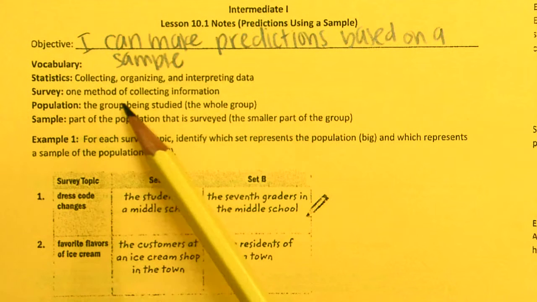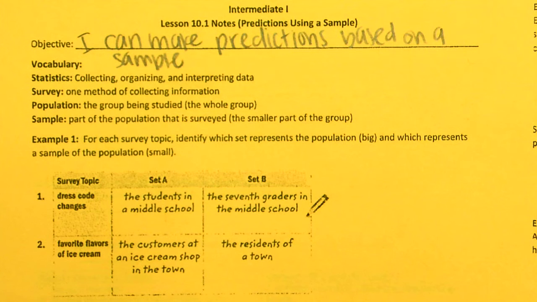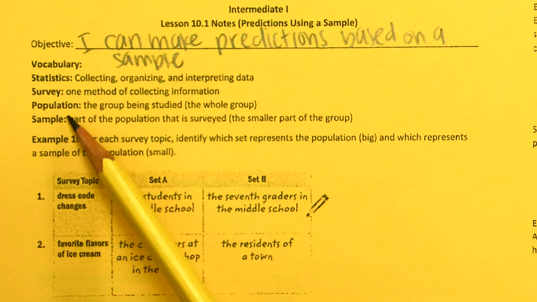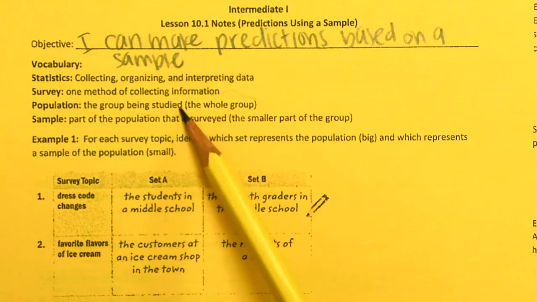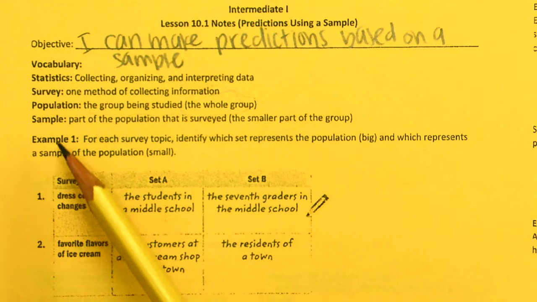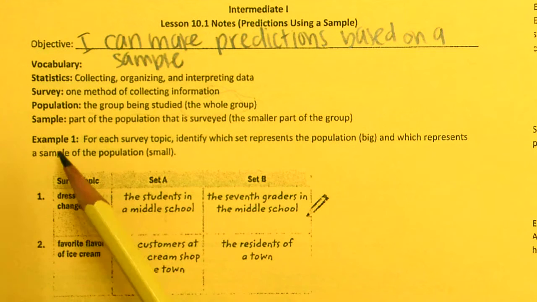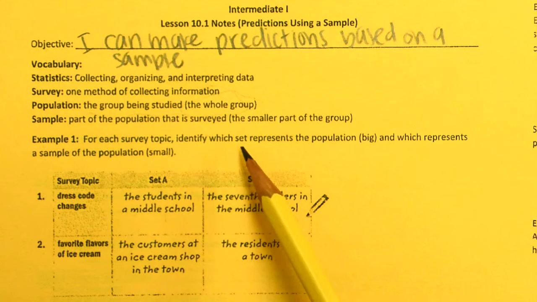A survey is one method of collecting information where we ask people, it could be written, it could be verbal, to answer questions. The population is the group being studied, so it's the whole group that we're looking at. And the sample is part of the population that is surveyed, so it's a smaller part of the group that we actually survey. So for example, one, we're just identifying which set is the population and which is the sample.